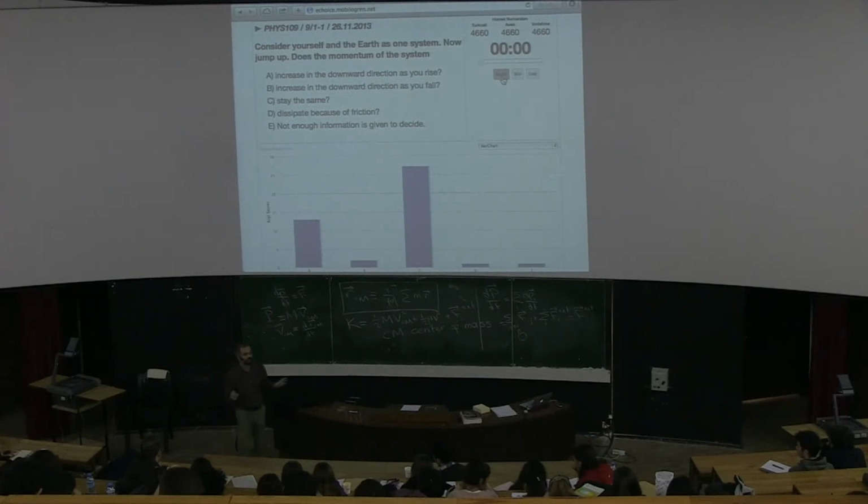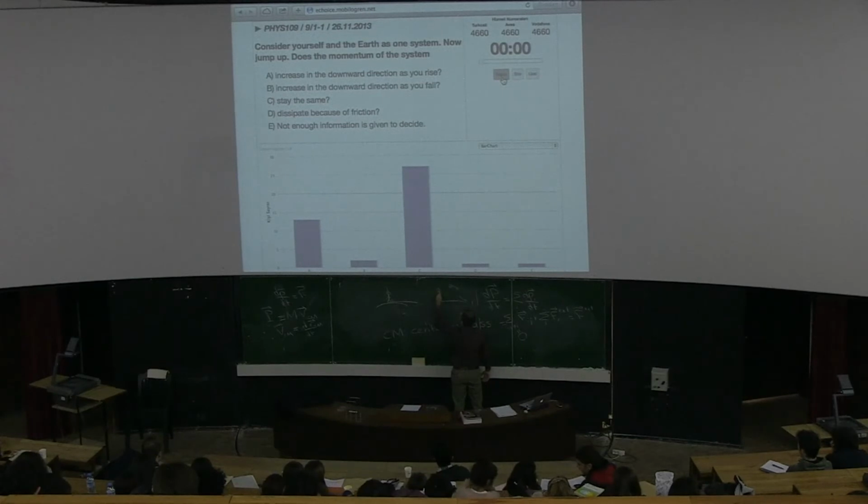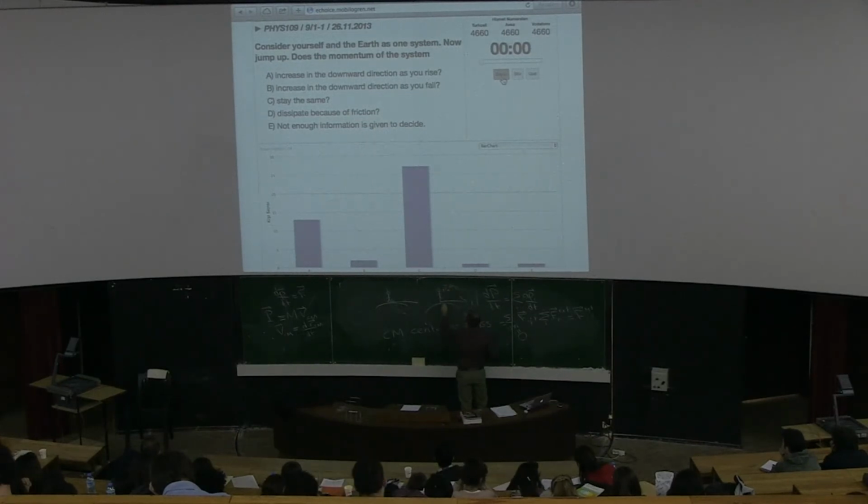Now, in the initial reference frame, so we are in this reference frame. Here I stand. Here is Earth. Then I jump up. This is my reference frame. I do not change my reference frame. I'm here. I'm up. And the Earth is now down. I have an upward velocity. The Earth has a downward velocity.